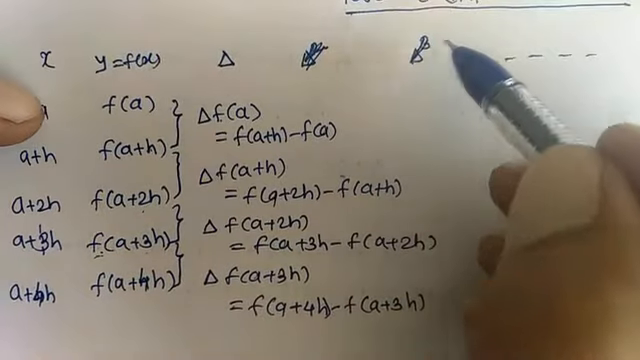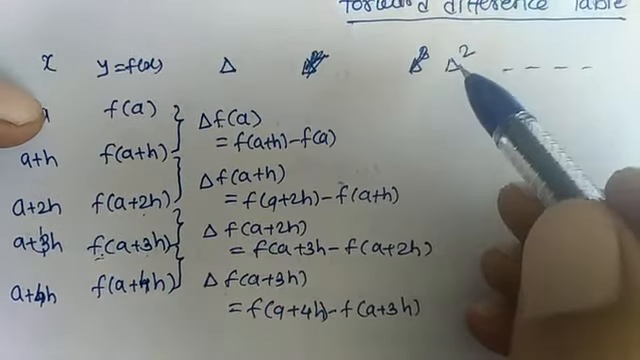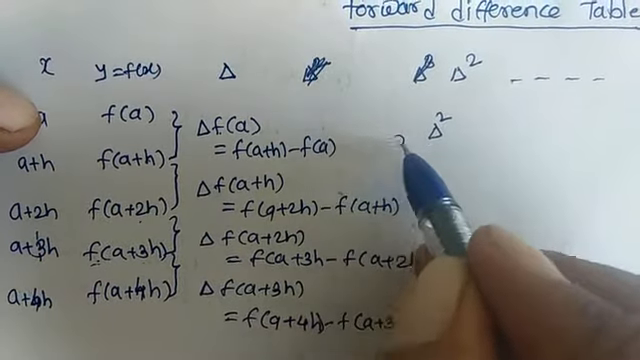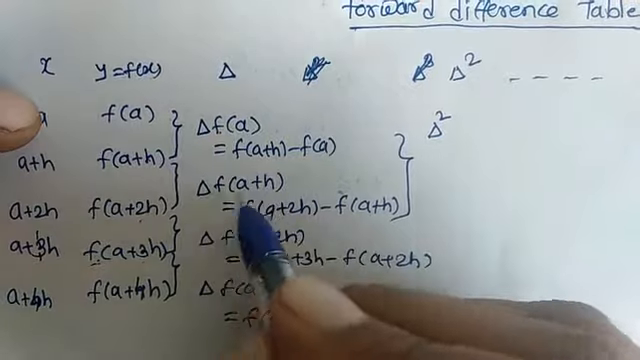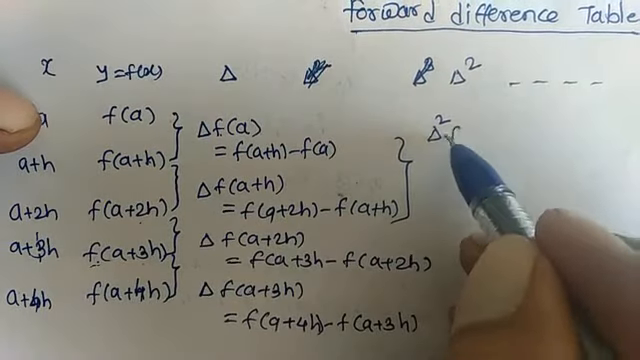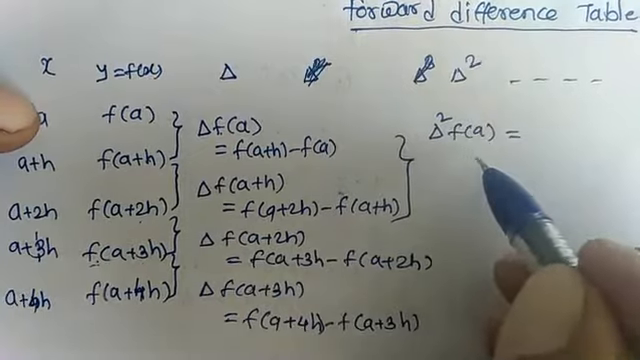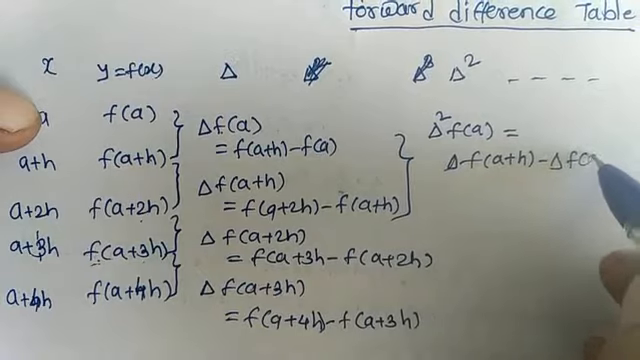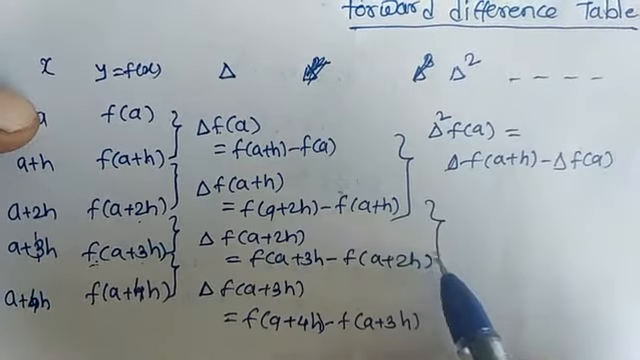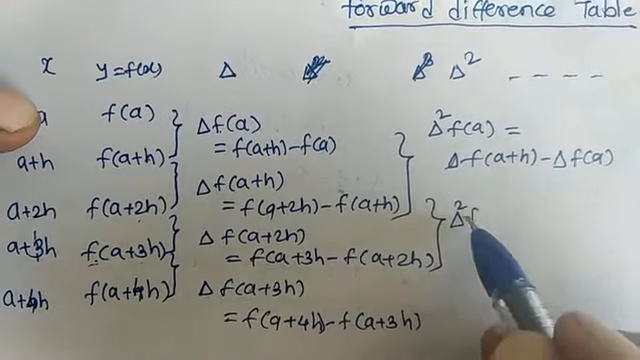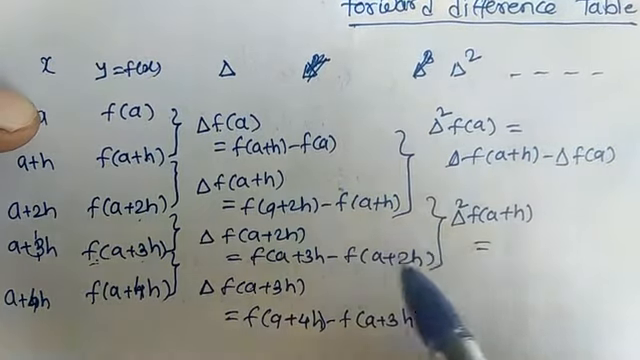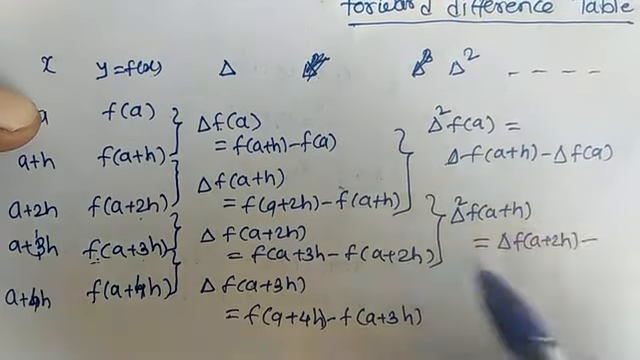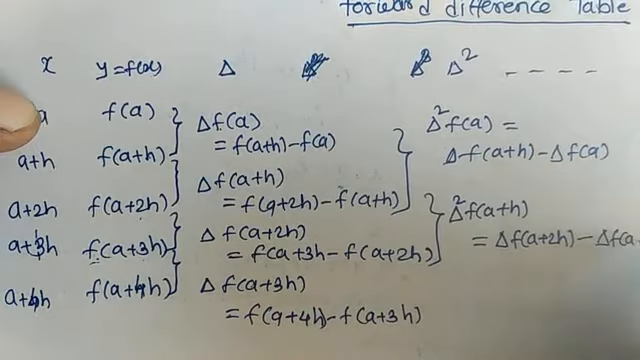Next, here if you consider del square, the second difference, it will be the difference of the first differences in between these two, del f of a and del f of a plus h, which is del square f of a, which is equal to del f of a plus h minus del f of a. Okay, next, second here, it is del square f of a plus h, which is equal to the difference del f of a plus 2h minus del f of a plus h.